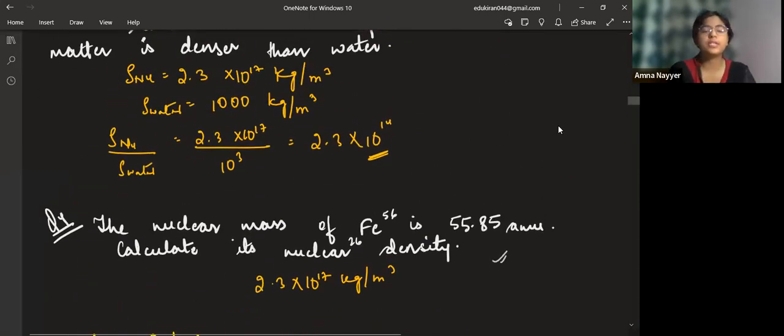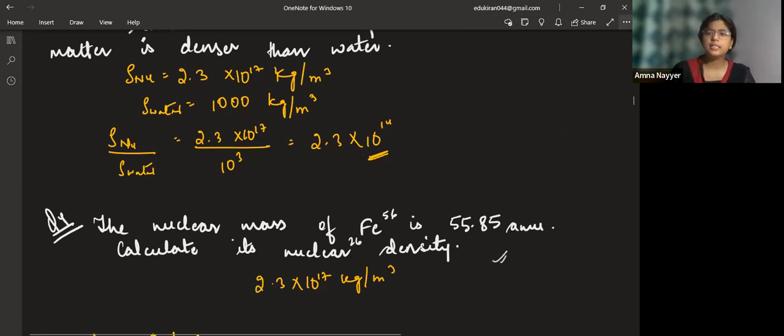See, look at this fourth question. Nuclear mass of iron 56, 26 is 55.85 AMU, and it says calculate its nuclear density. Now see, you don't have to calculate anything in such types of questions. Values are given, data is provided. You do not have to worry about it. Just directly write it as 2.3 into 10 to the power 17 kg per meter cube.